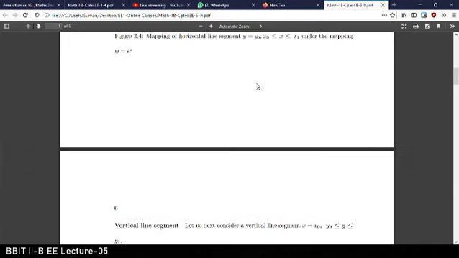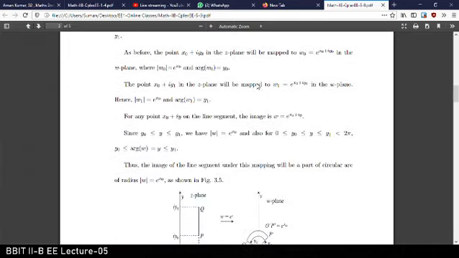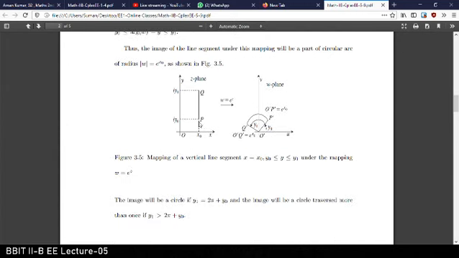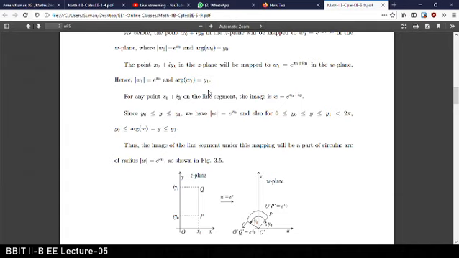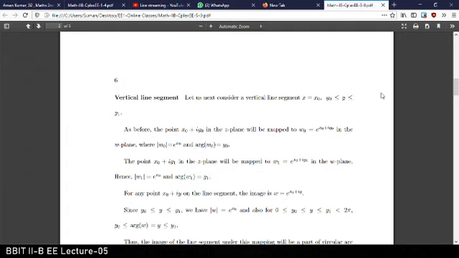If I consider a vertical line segment, something like this one, what is the criterion here? Here the horizontal distance is the same for both the points P and Q. The x coordinate is x0, and the y coordinate is y0 for one and y1 for the other. So we are considering one line segment.